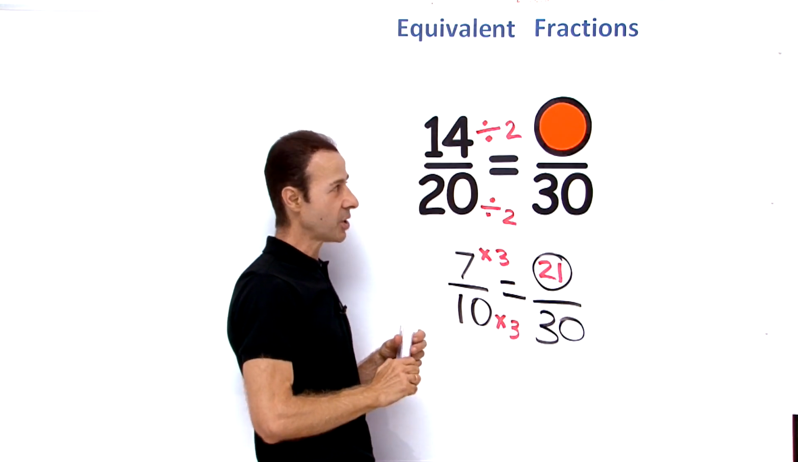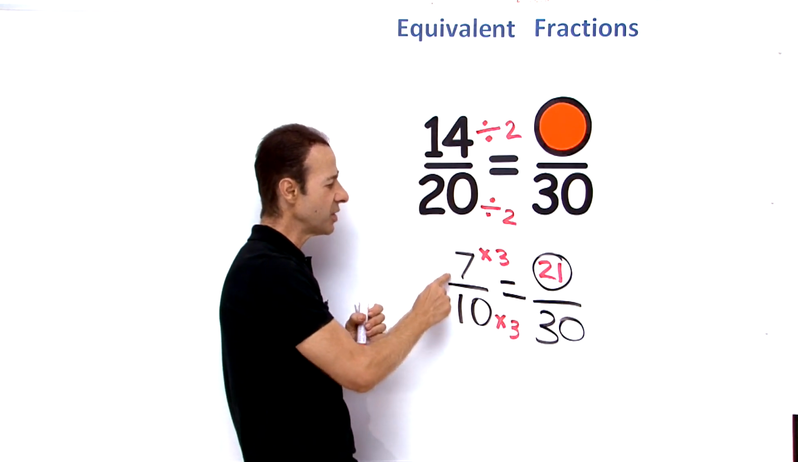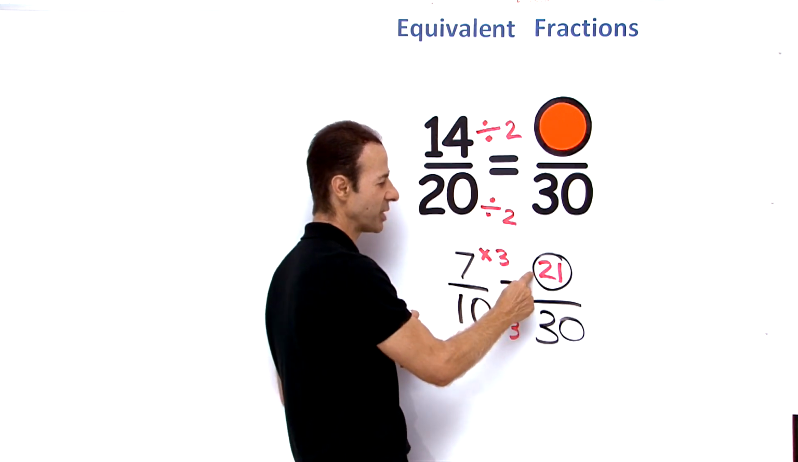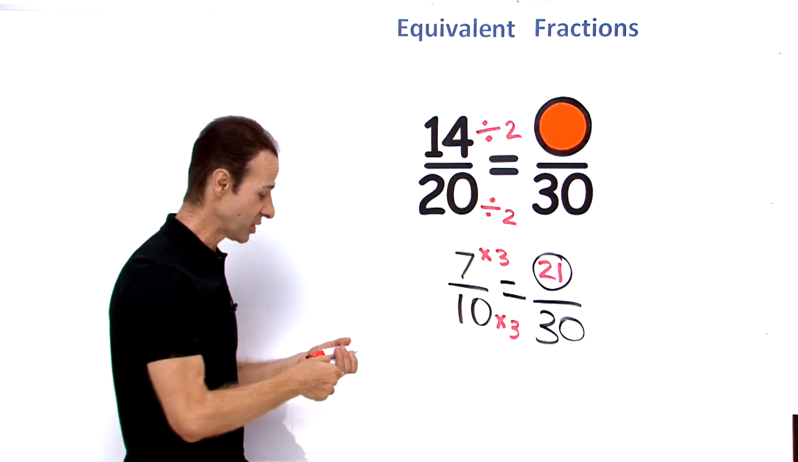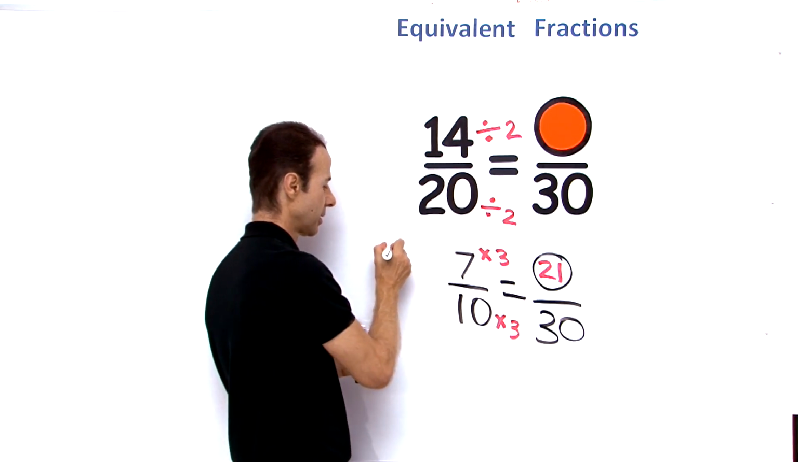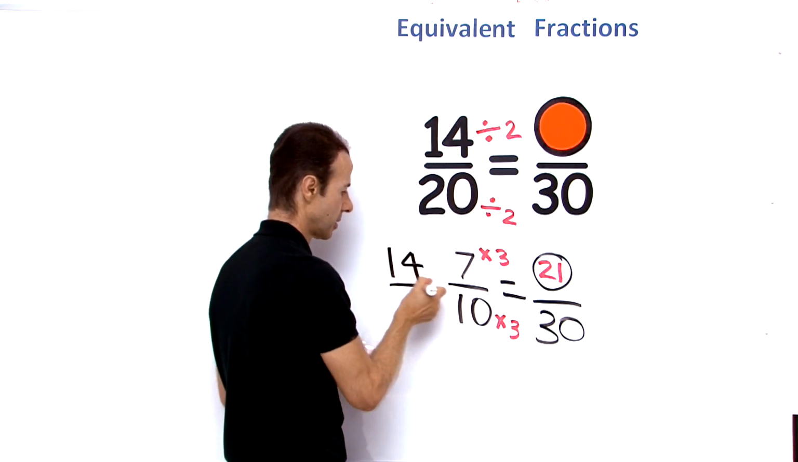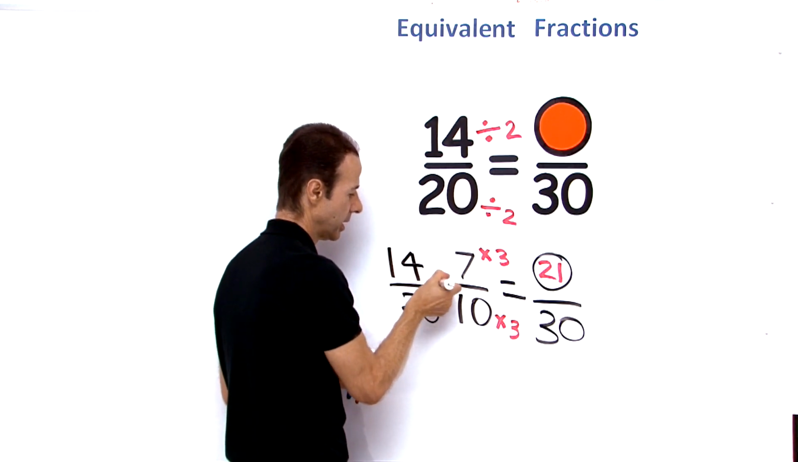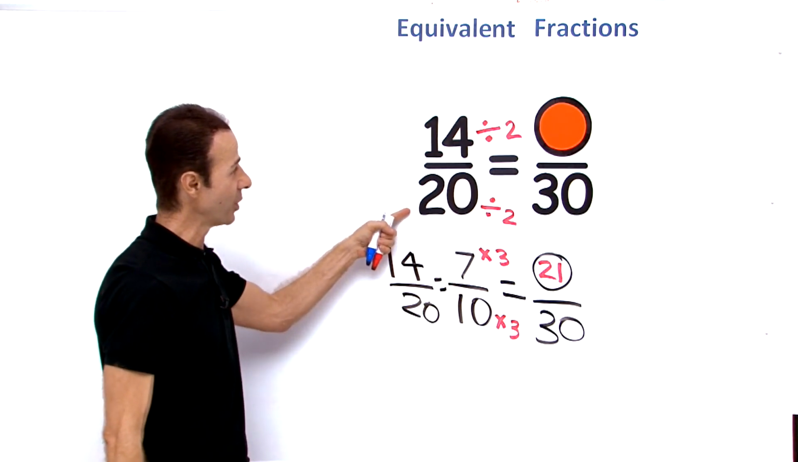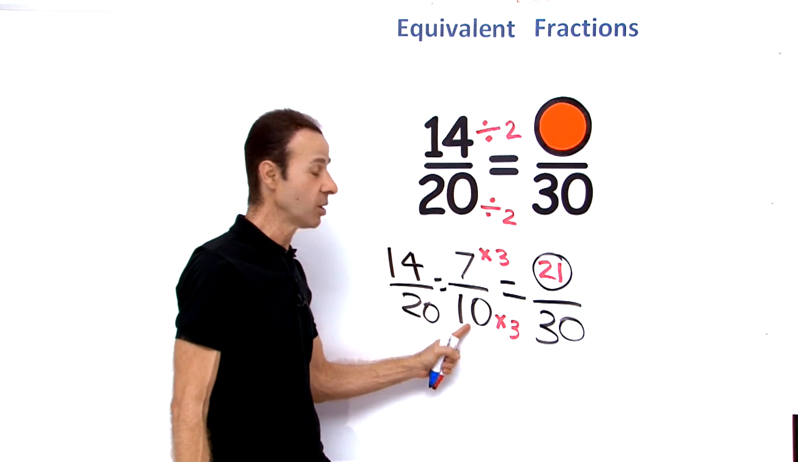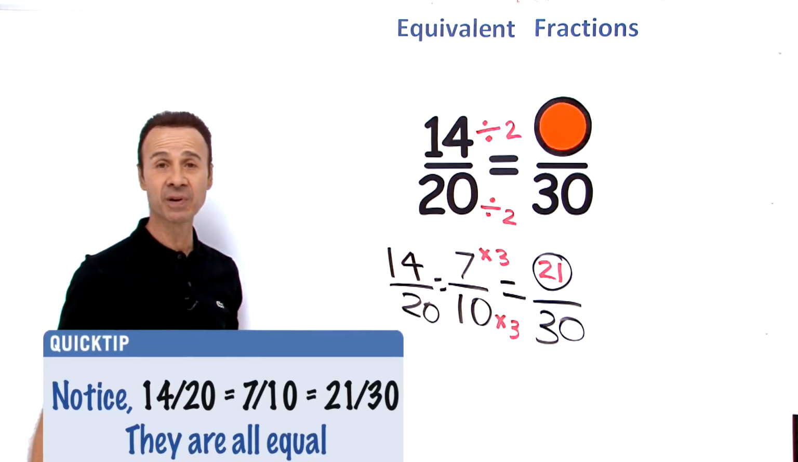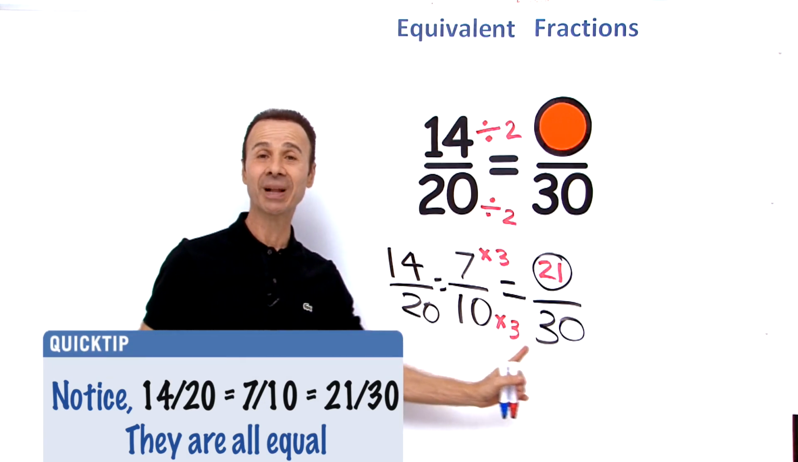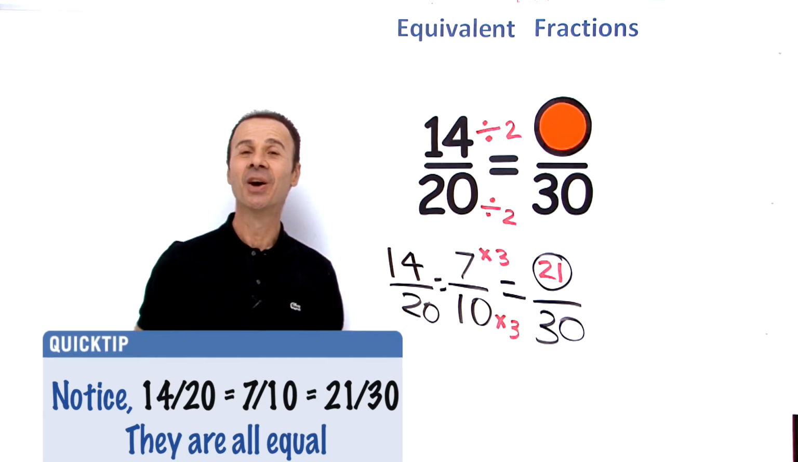There you go. So 7 over 10 is the same as 21 over 30, which is the same as 14 over 20. So let me just write 14 over 20 is the same as 7 over 10, which is the same as 21 over 30. They're all equivalent, they're all the same, they're all equal. There you go. Hope that helps.